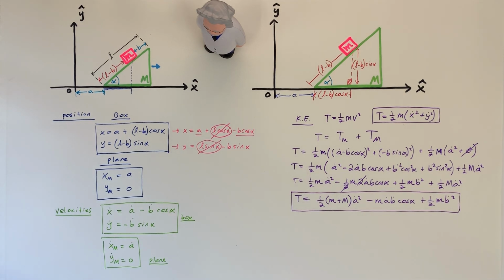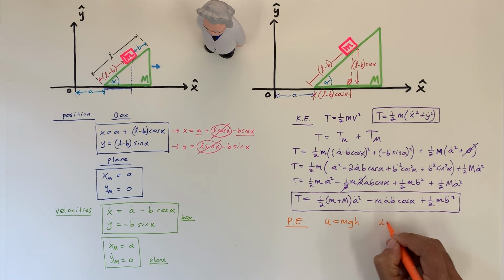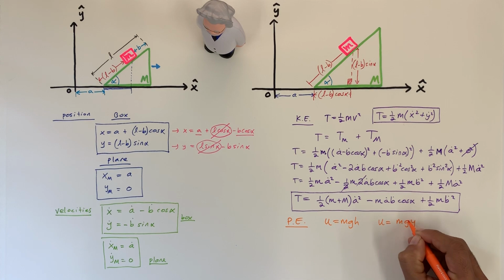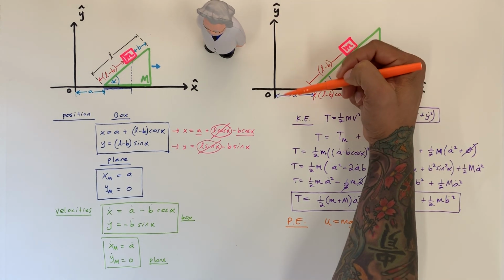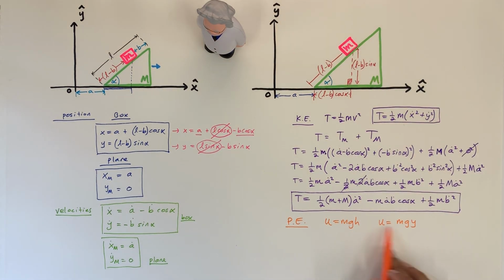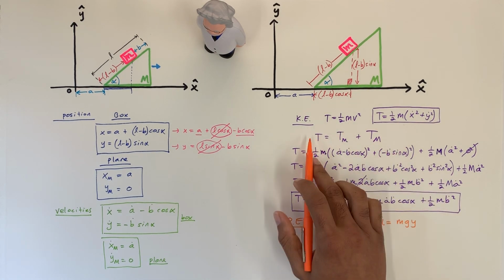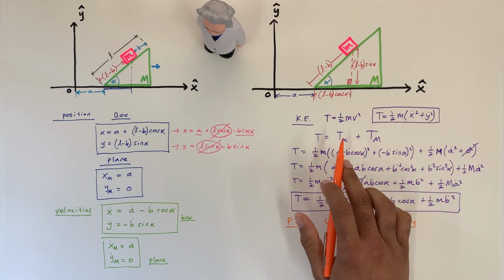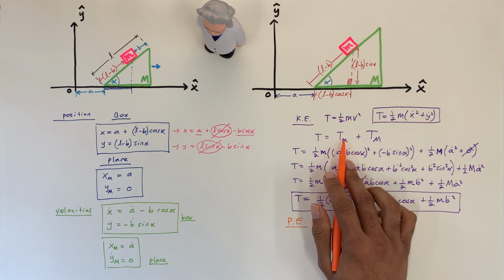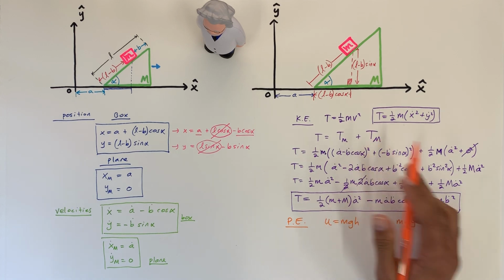All right, so now let's find our potential energy term. Okay, so let's see, potential energy, right, U is equal to mgh. And so we can also write that as U is equal to mgy, because our height is represented by the y-axis. So we need the same system as this here. We need to follow that. We need the height for the small box and we need the height for the plane.